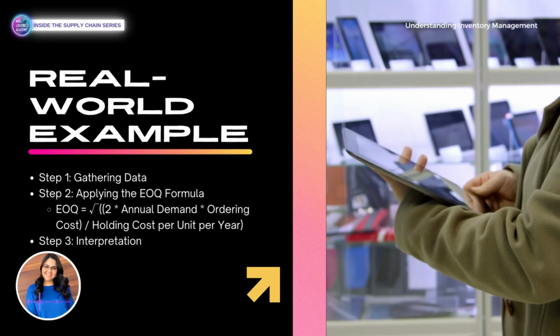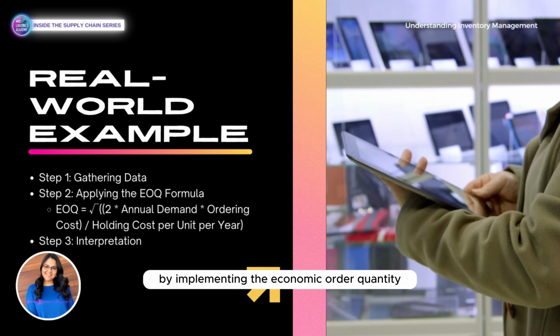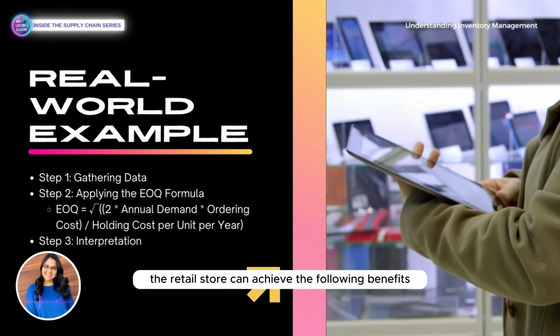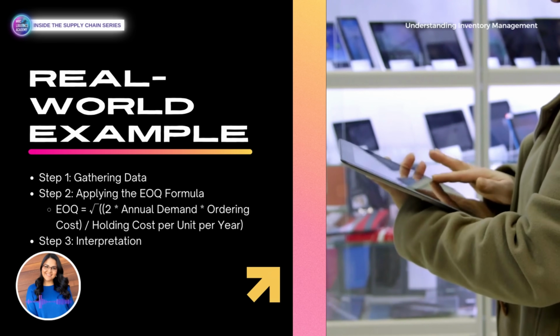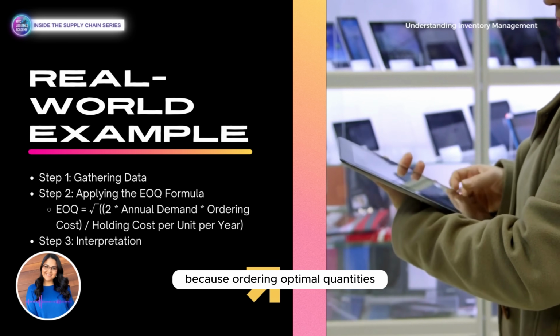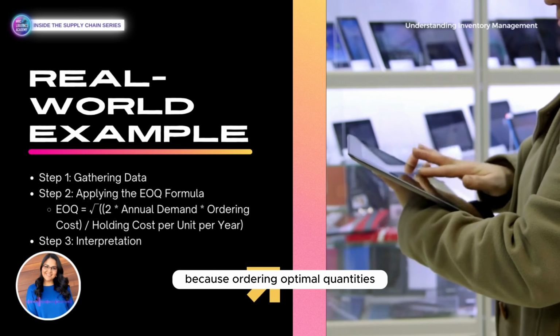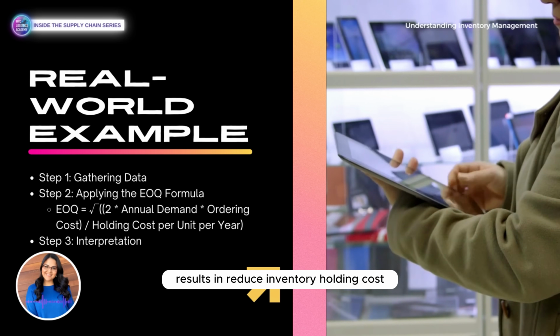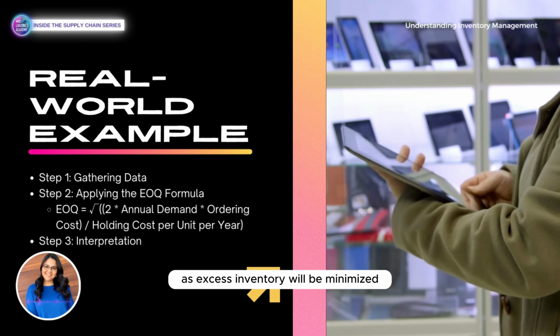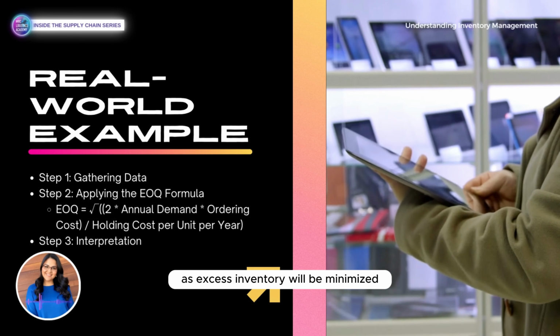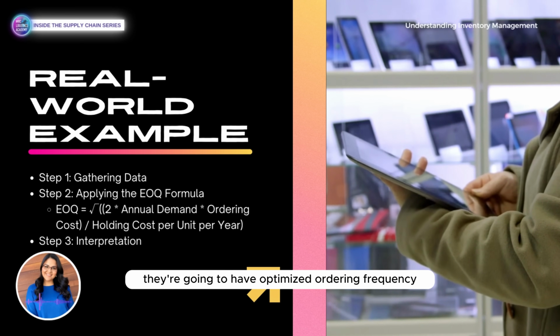As you can see, by implementing the economic order quantity, the retail store can achieve the following benefits. They reduce holding costs because ordering optimal quantities results in reduced inventory holding costs, as excess inventory will be minimized. They're going to have optimized ordering frequency.